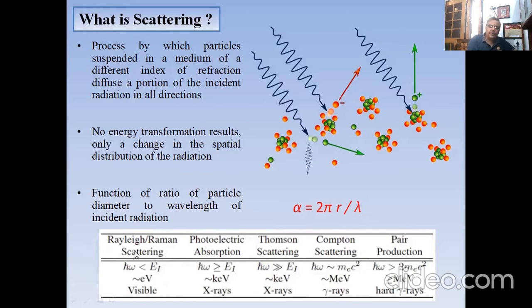The first one is the Rayleigh or the Raman scattering, and this is by bound electrons of the medium. It occurs in the visible region, and the energy involved is of the order of electron volts. Another one is the photoelectric absorption, where the spectrum is in X-rays, and the energy is of the order of kilo electron volts. The Thomson scattering that we will be studying right now is also in the X-ray spectrum, and the energy is of the order of kilo electron volts. We have Compton scattering, where the gamma ray emission takes place, and the energy is about million electron volts. And in pair production also, we have gamma rays, and the energy is also in MeVs.